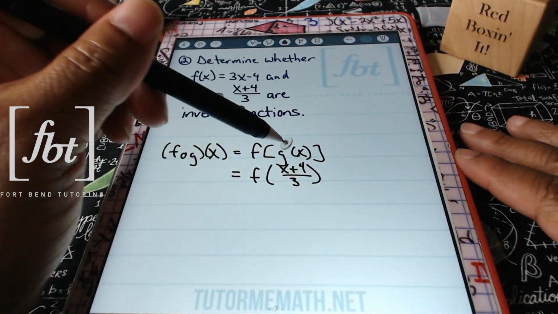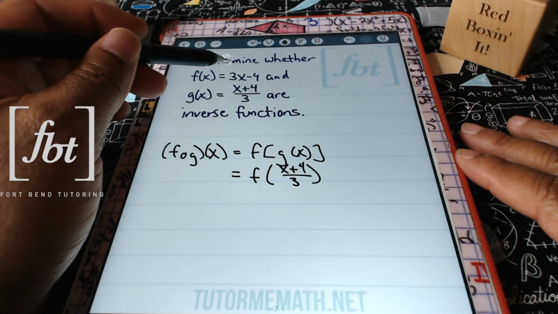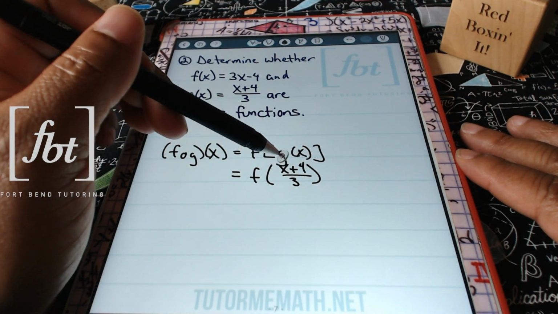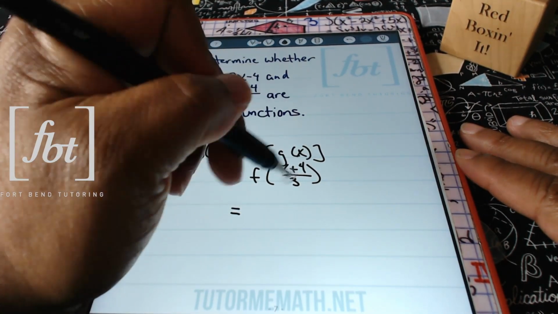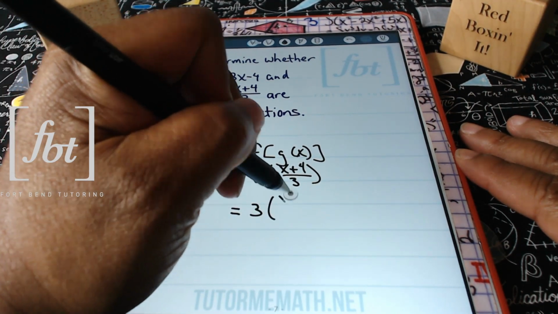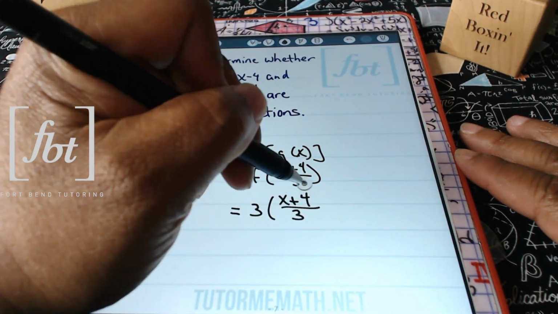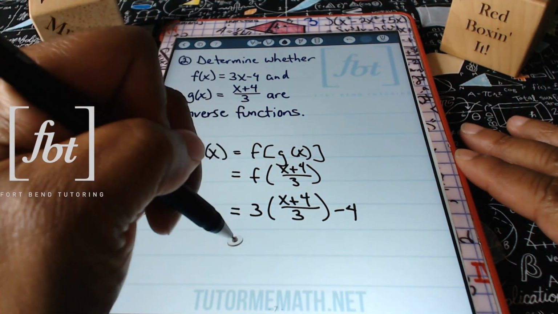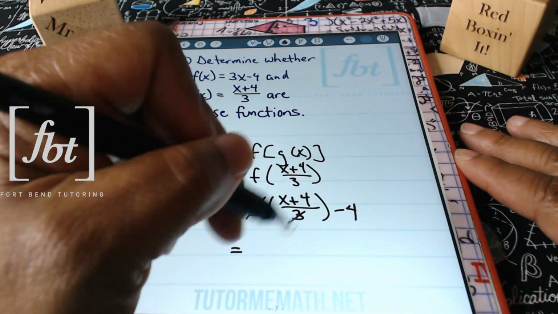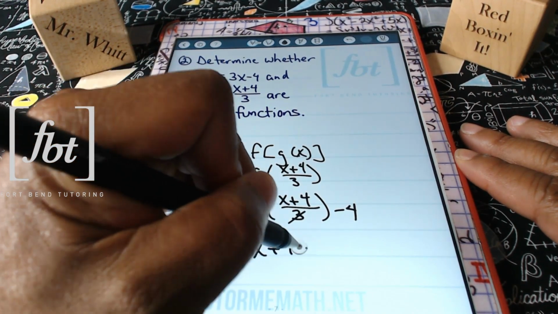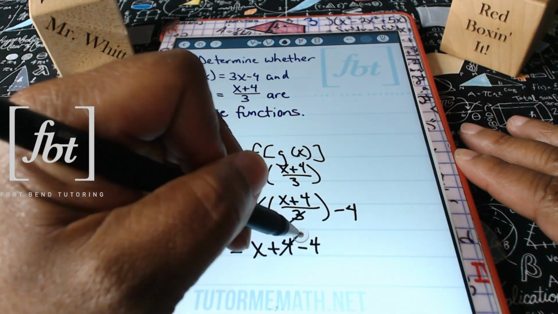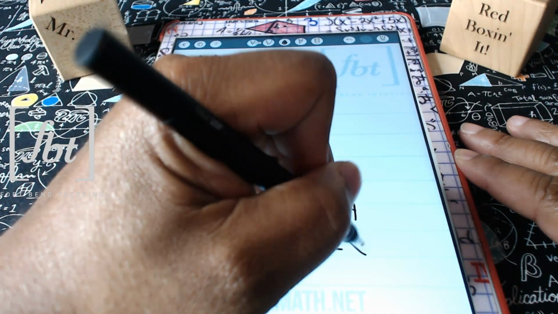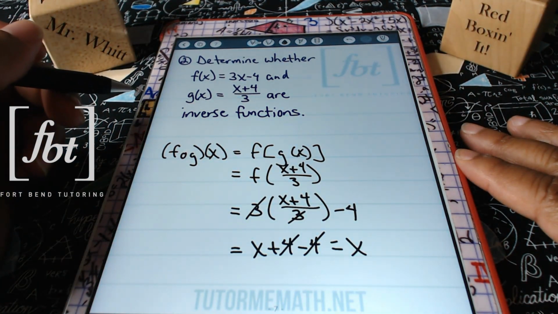So what we'll do is we will be replacing every x in f with the quantity of x plus 4 divided by 3. So what does that look like? It'll have 3 times the quantity of x plus 4 divided by 3 minus 4. Okay. And then to simplify, we'll have the 3's canceling out. So you'll have x plus 4 minus 4. And once the 4's cancel out, this equals x. Yeah, that equals x, guys.